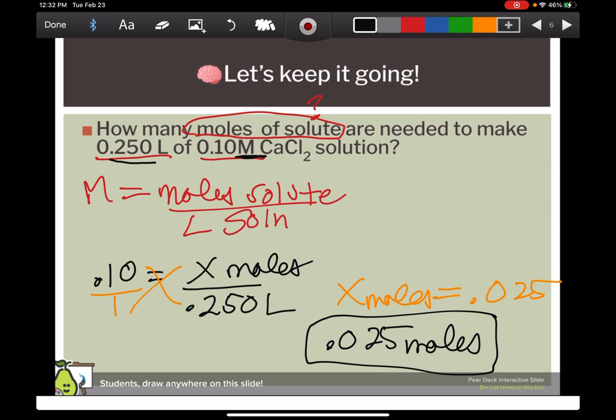Why am I solving for moles? Because the given was liters and molarity, and they asked me to find moles. See that? So I did.